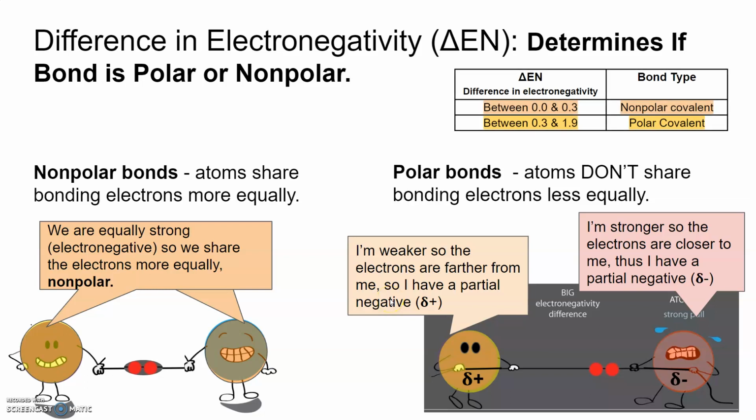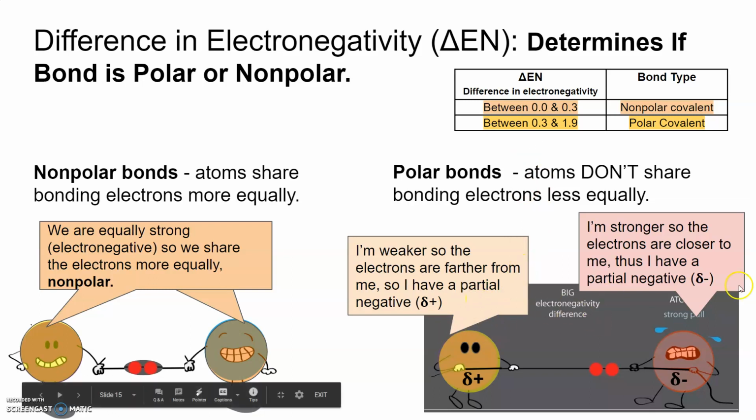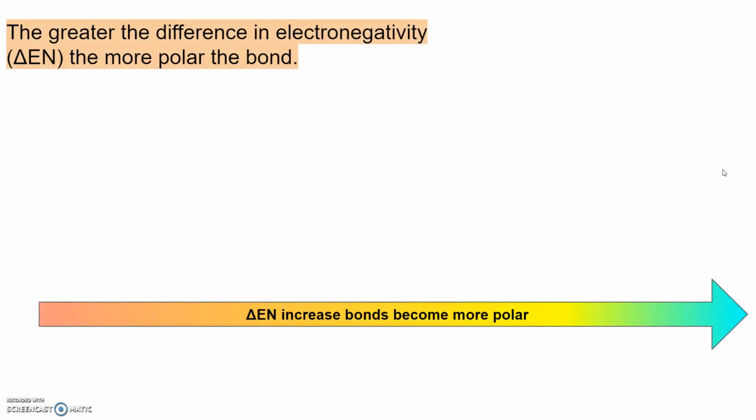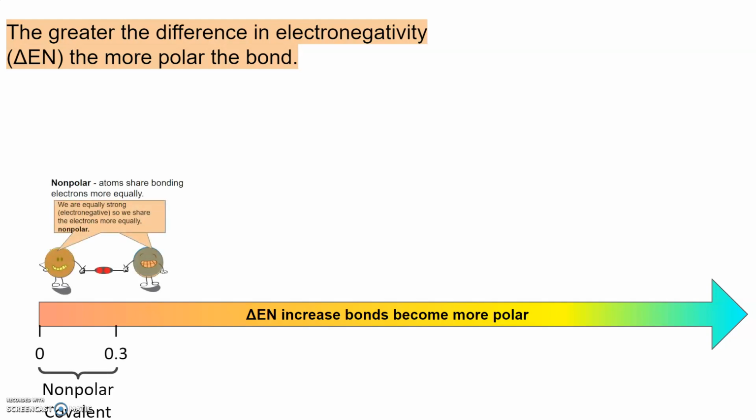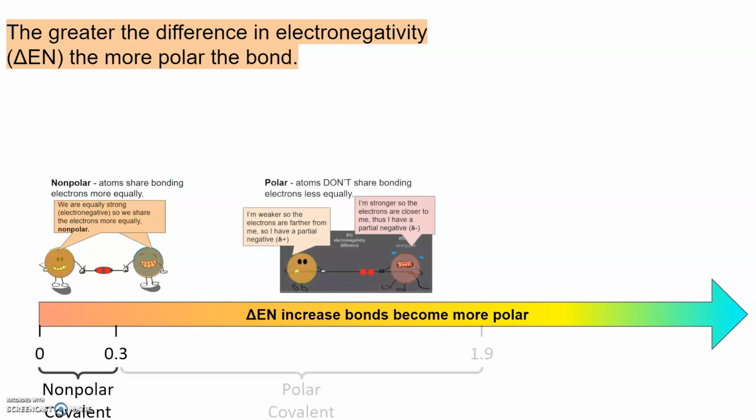The other thing to note is that the greater the difference in their strength or electronegativity, the more polar the bond becomes. We can represent that on this spectrum arrow here. When the difference in electronegativity is small, between 0 and 0.3, that's a nonpolar covalent molecule. Not a lot of difference in electronegativity, so they're sharing it roughly equally. But if the difference between the two atoms is between 0.3 and 1.9, we've got a polar bond, and it becomes more polar as it gets closer to 1.9.